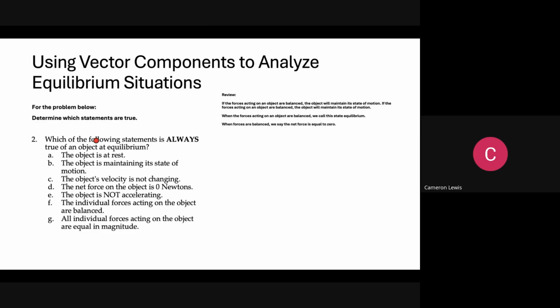Now, when forces acting on an object are balanced, we call this state equilibrium. An object in motion stays in motion unless acted upon by an unbalanced force. But when the forces on the object are balanced, we call that state equilibrium. When the forces are balanced, we say the net force is equal to 0. So if the net force is equal to 0, the object is in a state of equilibrium. The purpose of this problem is to figure out what statements are true when an object is at equilibrium, so this can help us put it all together. It might be confusing, but if you can understand these verbal concepts of what it means to be in equilibrium, then the math will be much easier.